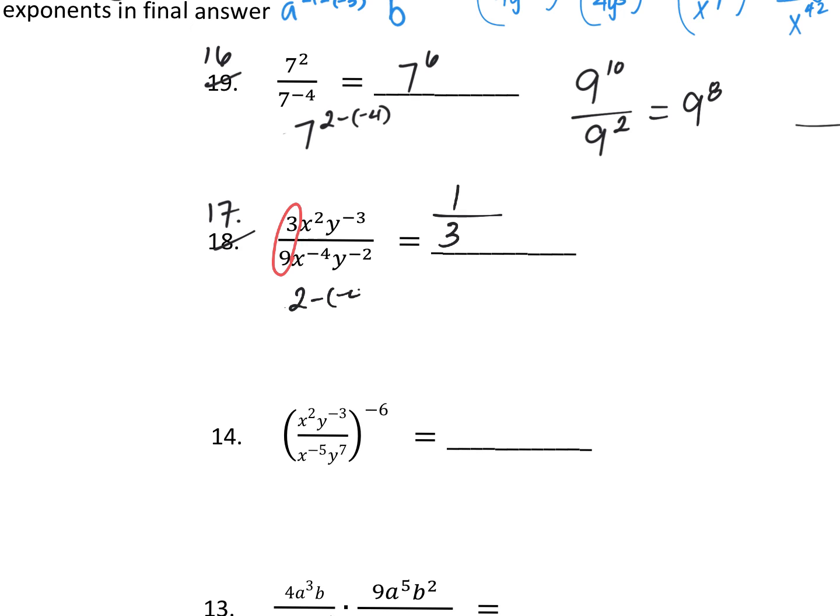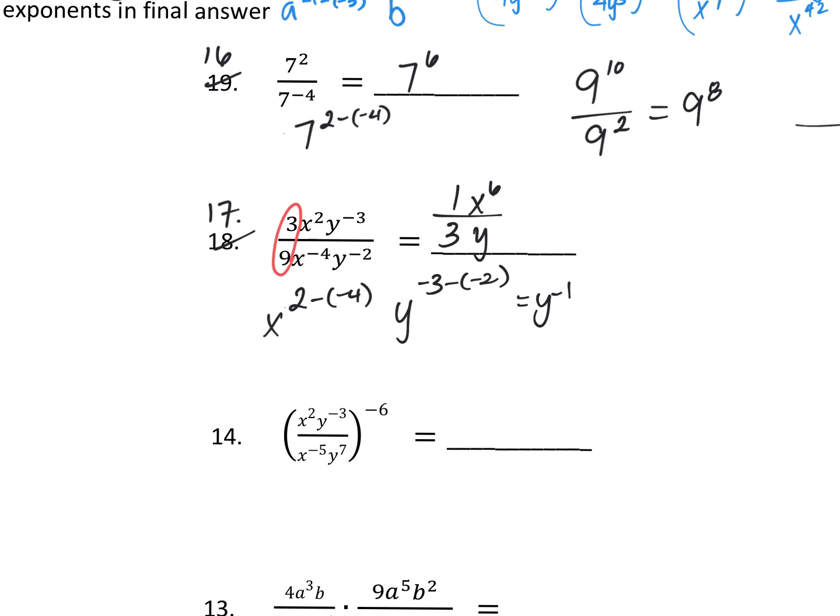2 minus -4. What do I get? X to the 6th, right? So that, and then y to the -3 minus -2. So y to the -1, which means y is in the denominator. So when you're doing that subtraction, that simplifying, and you get a negative exponent, you put it in the denominator as a positive. If you get a positive exponent, you put it in the numerator.